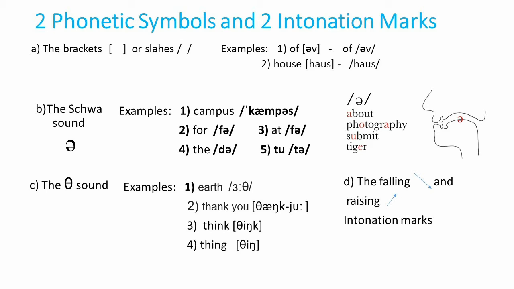Right? So please keep in mind the schwa sound and the th sound for the task that you will have later on, in which you have to use these sounds in a dialogue, in a context, in a conversation. And finally, in letter D, you can see here the falling and rising intonation marks, like this falling arrow and this rising arrow, that indicates that your intonation goes either down or goes up.